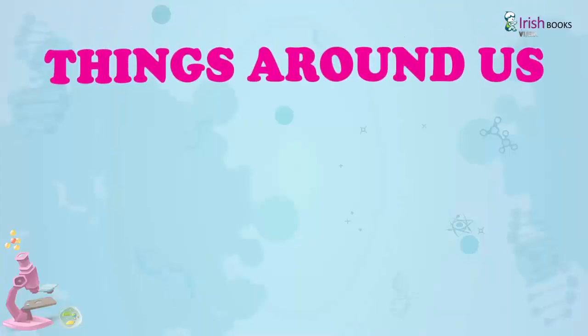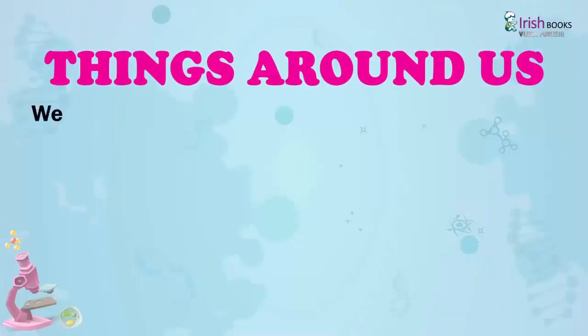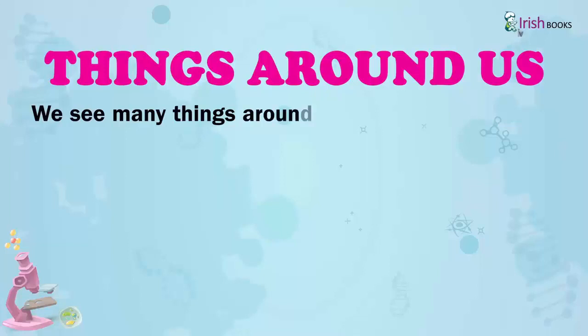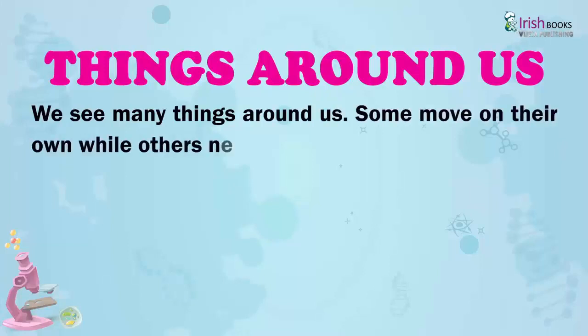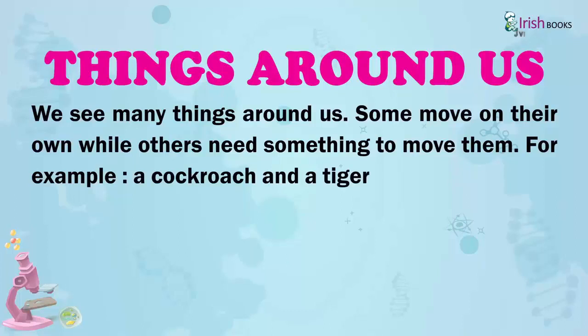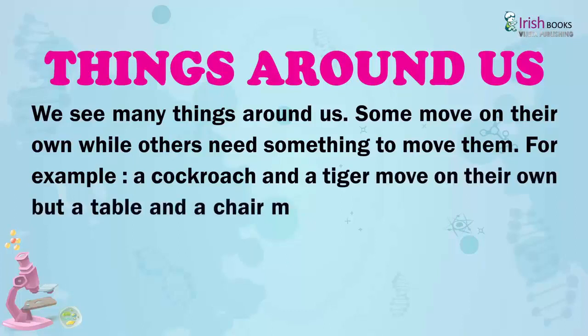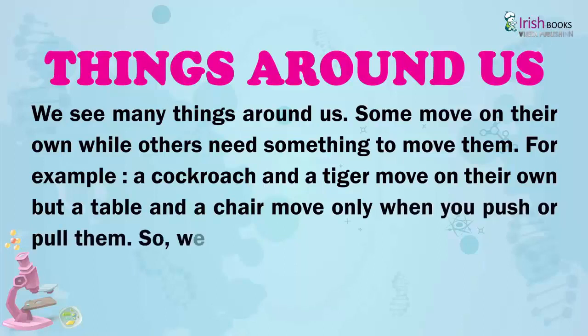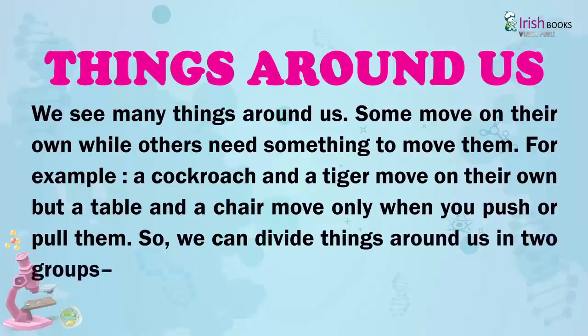Chapter 1. Things around us. We see many things around us move on their own while others need something to move them. For example, a cockroach and a tiger move on their own, but a table and a chair move only when you push or pull them. So, we can divide things around us into two groups, living and non-living things.